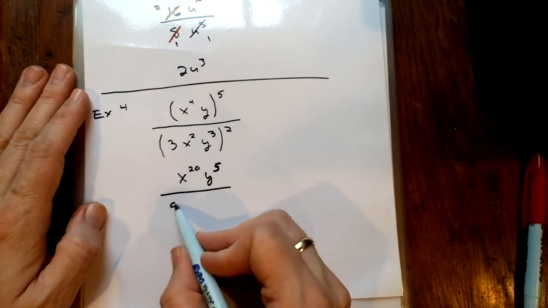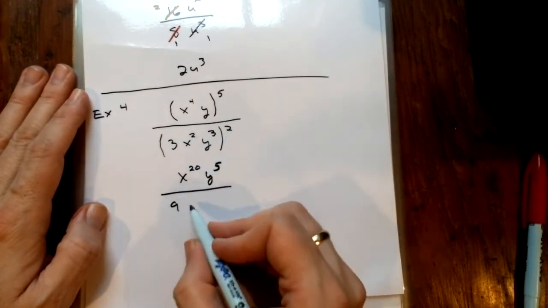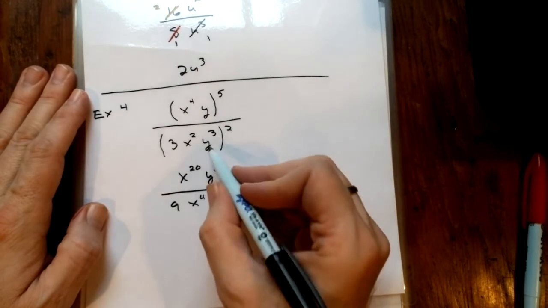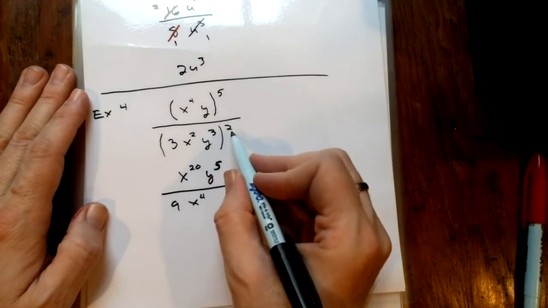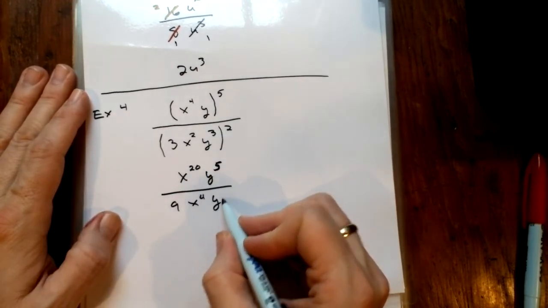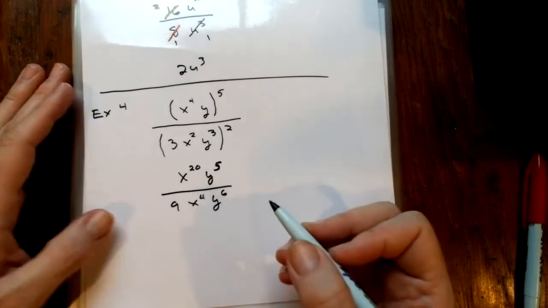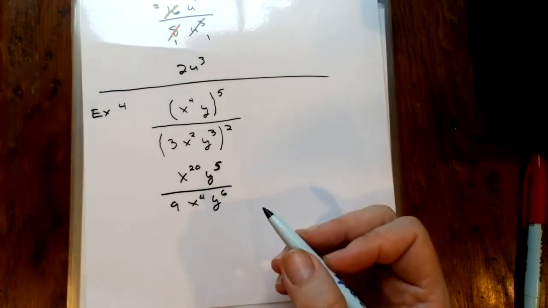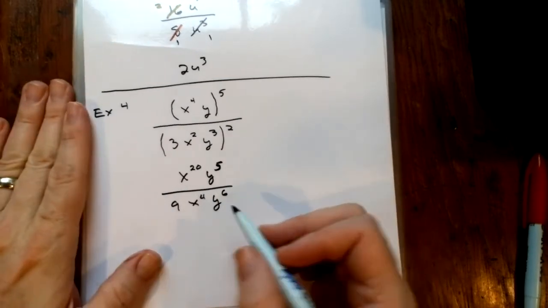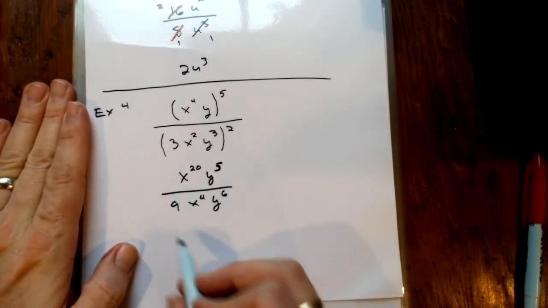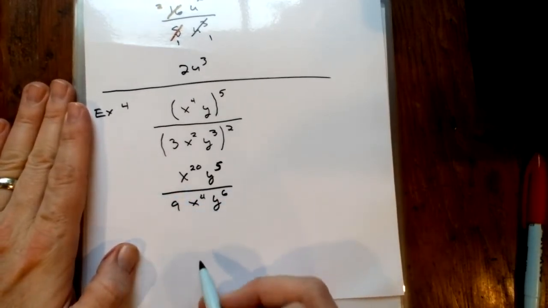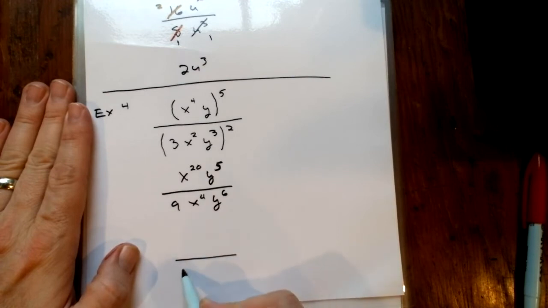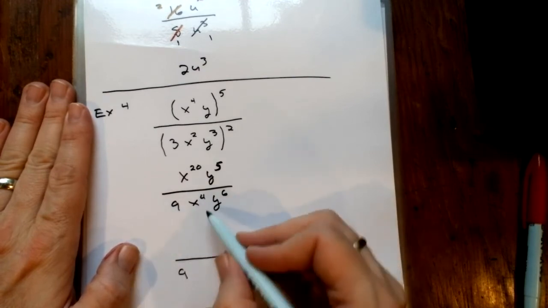They're not going to hurt you. 3 squared would be 9. X squared squared would be x to the fourth. Then y cubed squared would be y to the sixth. All right. I only have my one coefficient, and it's down here in my denominator. So I'll have my 9 down here.